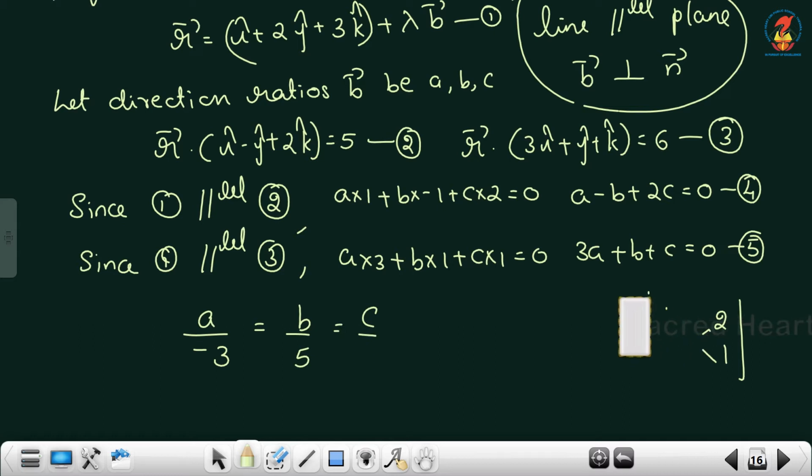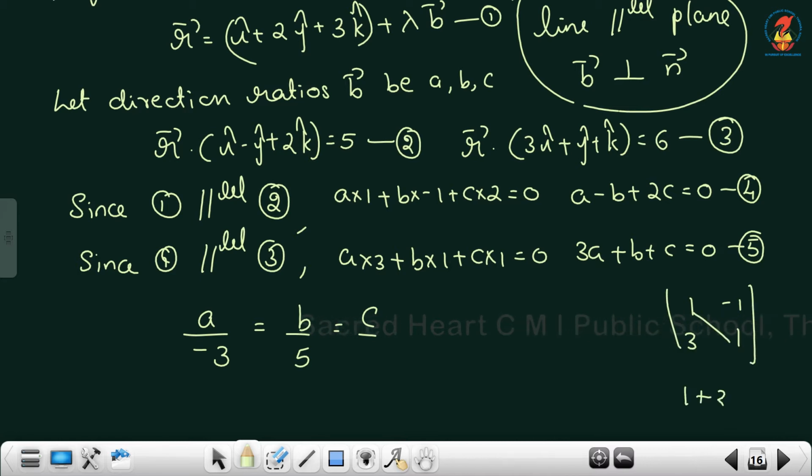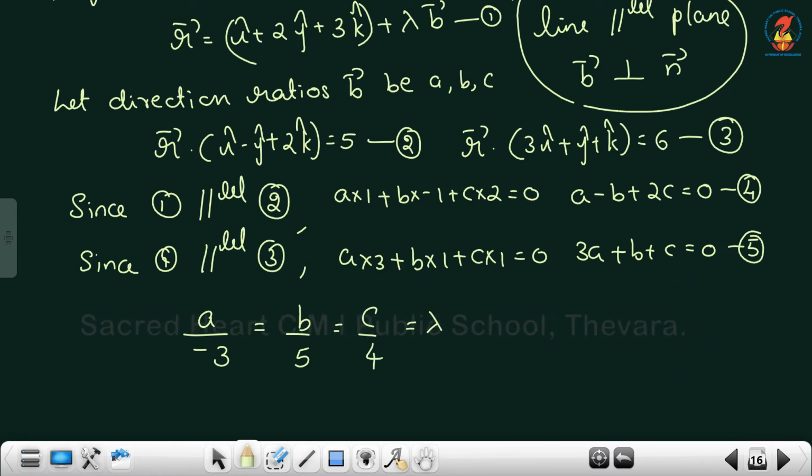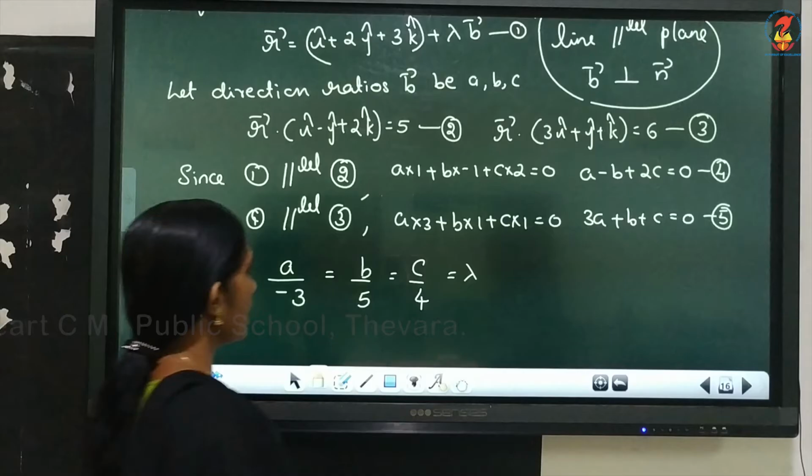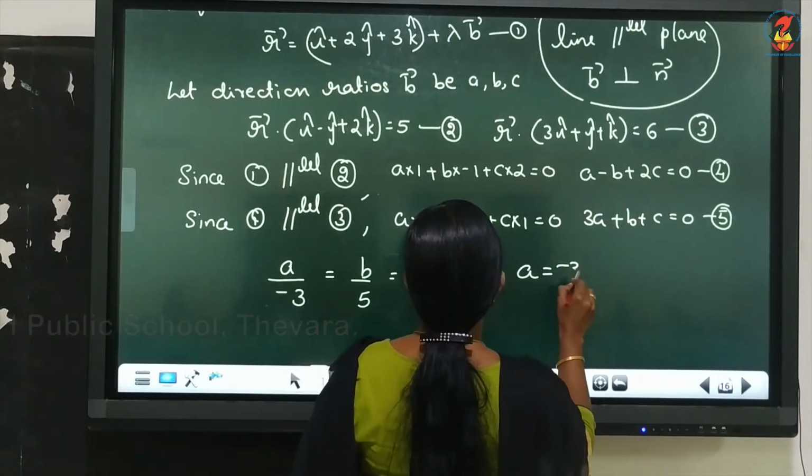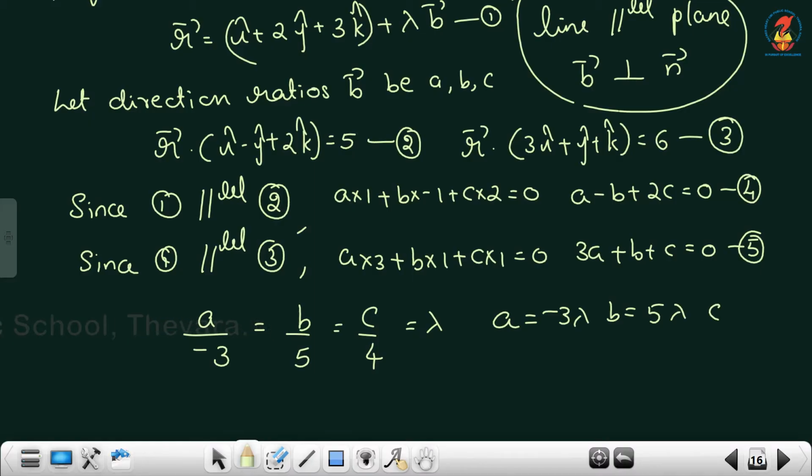Now c by coefficients of a and b, 1 and minus 1 with 3 and 1. Cross multiply: 1 plus 3, that is 4. Equal to lambda, or mu, whatever you can give. Now what is a? So a is equal to minus 3 lambda, b is equal to 5 lambda and c is equal to 4 lambda. Now where do we substitute? In the required equation. There lambda is already there, so instead of lambda you can give some mu.